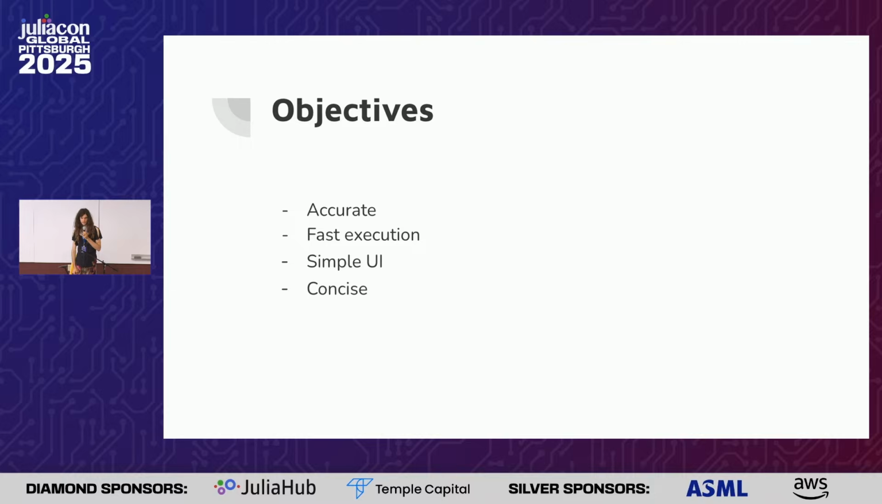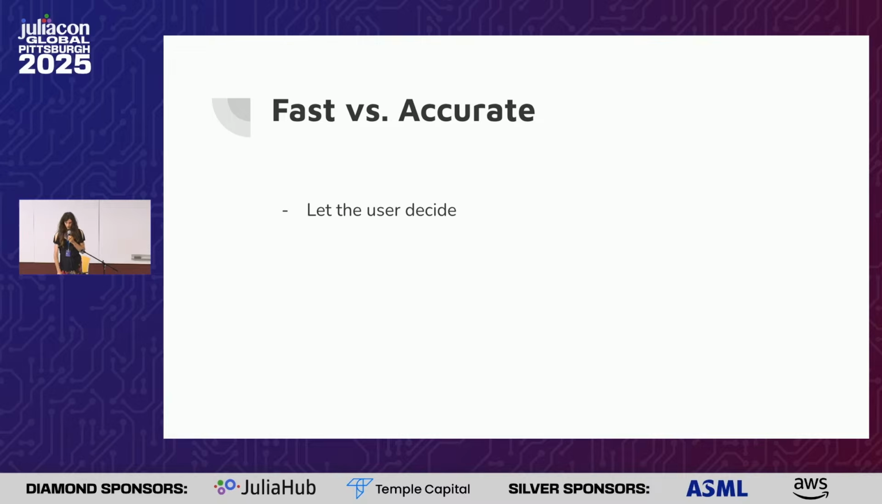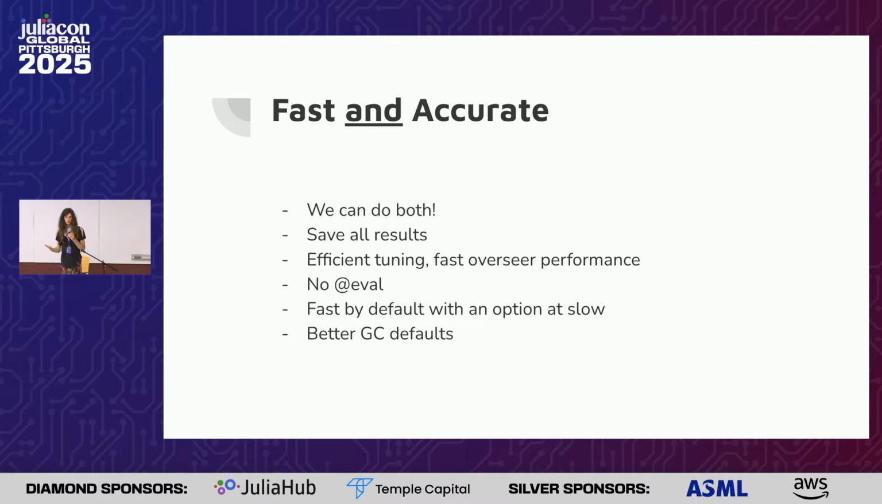And it should be fast to execute. You want benchmark results, you get those benchmark results fast. And simple UI, concise invocation syntax, just for those rapid iterations. And that matters for those interactive uses. So there's this fast versus accurate thing. The longer you run your benchmarks for, the more accurate the results are. To an extent, that's unavoidable. And to that extent, we want to let the user decide how fast to run the benchmarks. But for the most part, we can do both.